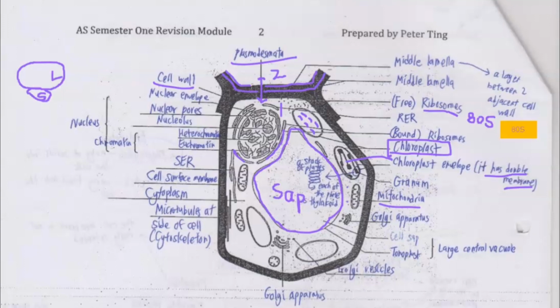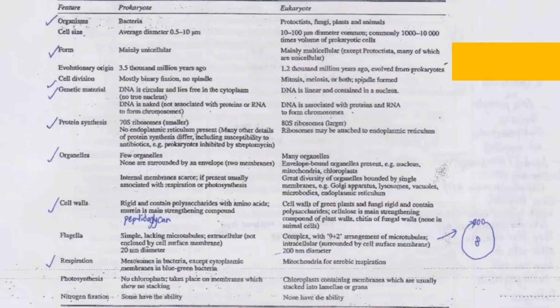Here is the comparison between two types of cells. One is prokaryotes. Prokaryotes is here, and then eukaryotes is here. So prokaryotes are mostly bacteria.